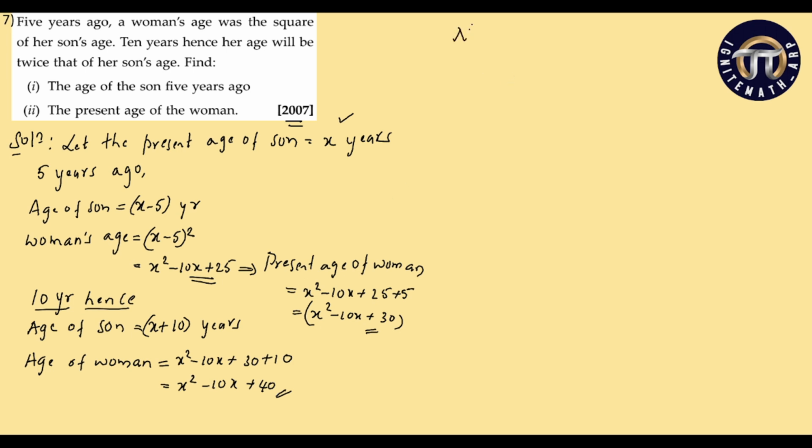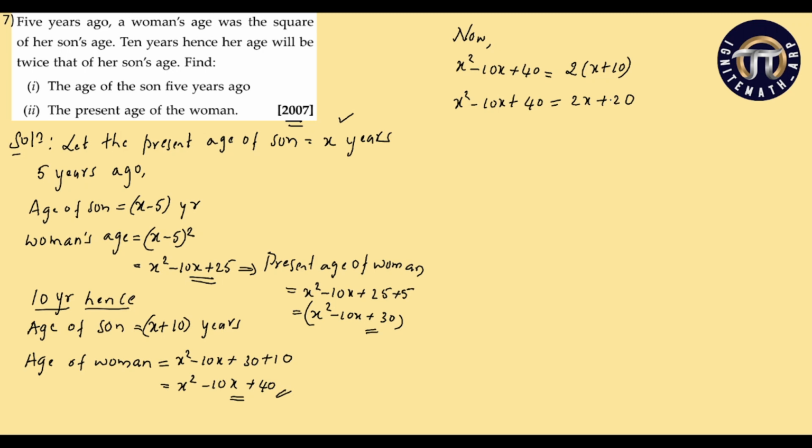So now observe the question clearly. 10 years hence, her age will be twice that of her son's age. So after 10 years, the age of the woman, that is x square minus 10x plus 40, is going to be twice her son's age. What is her son's age? x plus 10 will be her son's age. It will be twice of that, so 2 into (x plus 10). So now x square minus 10x plus 40 is equal to 2x plus 20.